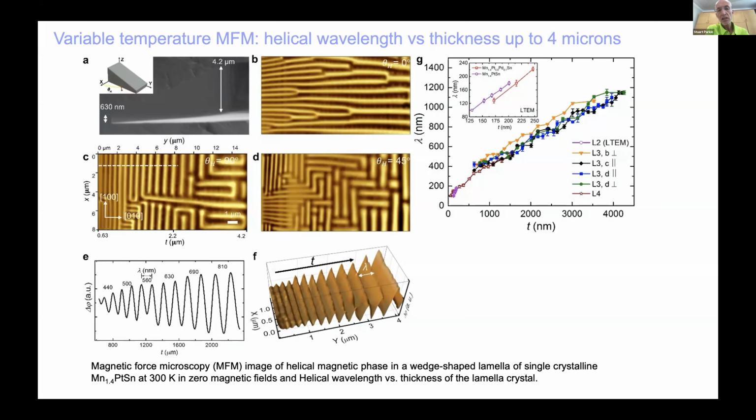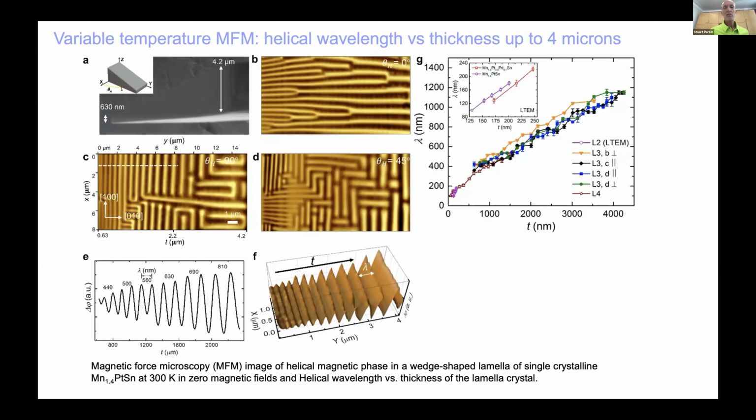So in B, at the top right, you can see the field we applied was at 0 degrees. And then in the bottom here, it's 45, and here it's at 90 degrees. What does that mean? That means we've applied a magnetic field at an angle to the lamella to change the orientations. This is an in-plane field where we varied it from a direction that favors block walls to a direction that favors nail walls. And we can actually rotate the helical structure.